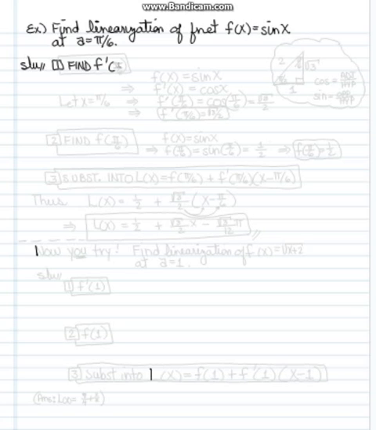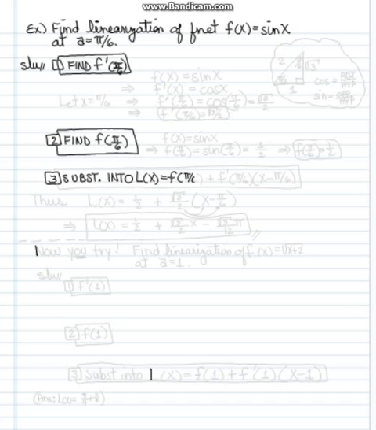Step 1, we're going to evaluate f prime at pi over 6. Then step 2, we're going to evaluate f at pi over 6. And then use both of those results for step 3, where we substitute into L of x equals f of pi over 6 plus f prime of pi over 6 times x minus pi over 6. That came from our note.